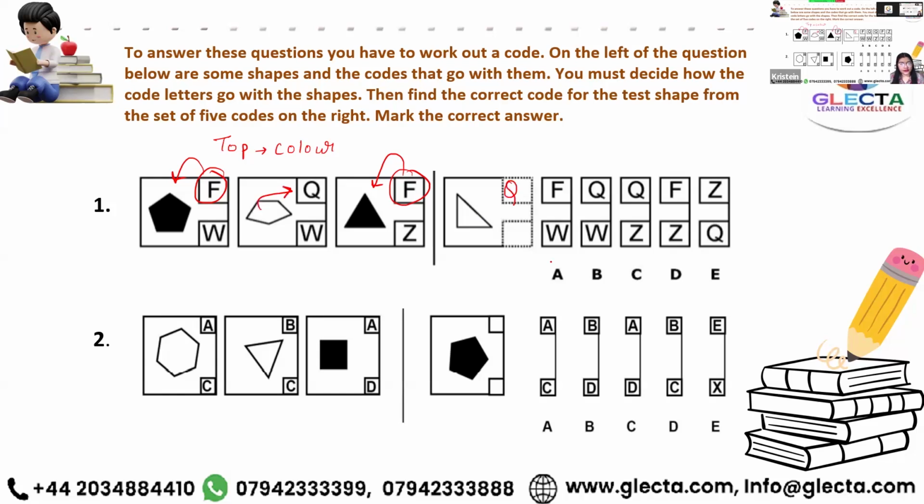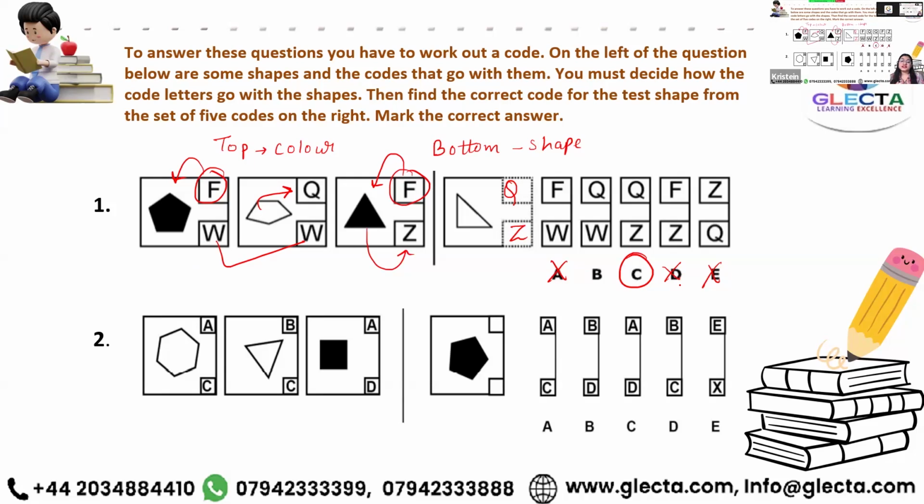You eliminate your options: option A, option D, and option E would be eliminated. Then you go for the bottom letter and repeat the same approach. There is W and W, the common letter. What is common in them? Both of them are pentagons. That means the bottom letter is for the shape. Our shape is a triangle, and for the triangle, the bottom letter is Z. So the bottom letter should be Z, which is option C, and that's our answer.